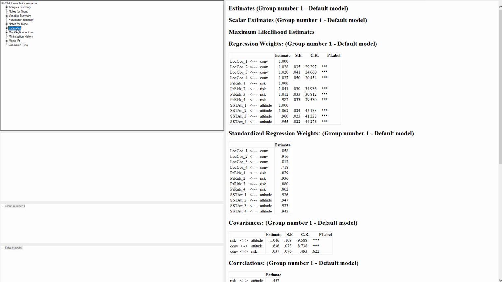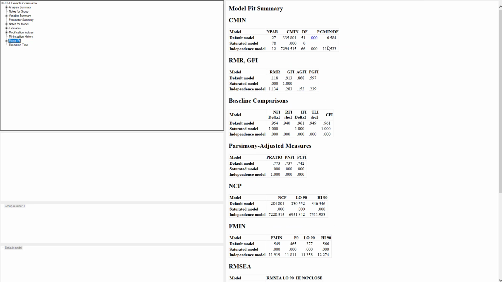Initially we looked at the estimates, and from that screen we can see that our CR values, which stands for critical ratio, or our T values, were all well over 2, and our standardized regression estimates were all over 0.7. So we thought everything was loading pretty strong, and we were good to go. Then we looked at the model fit and saw problems. The relative chi-square is not good: 6.58 is high for where it should be.